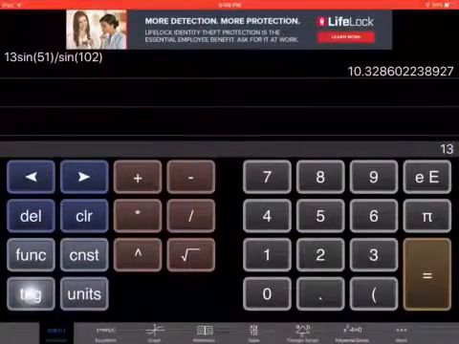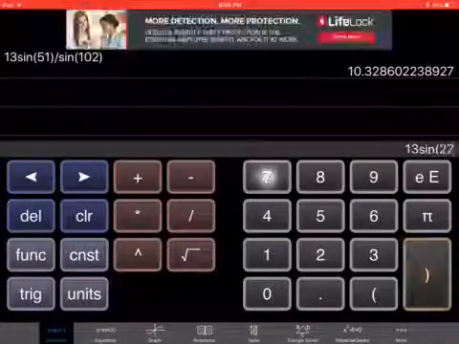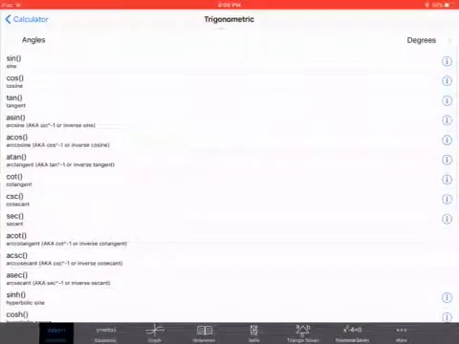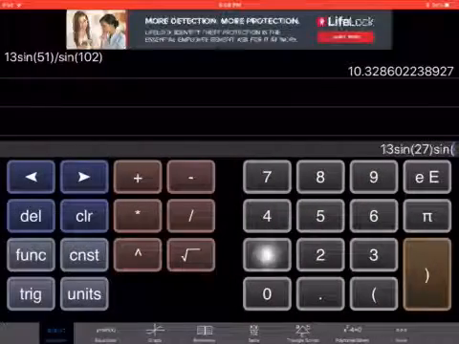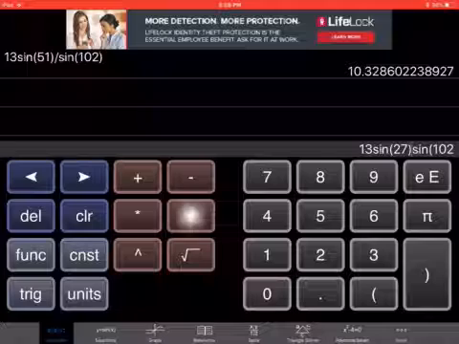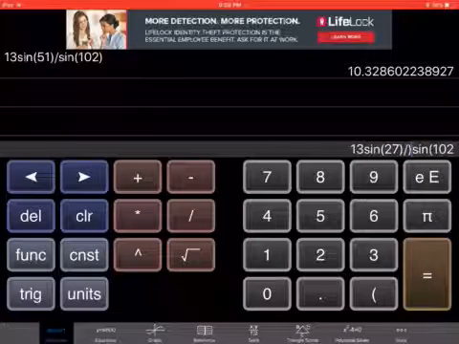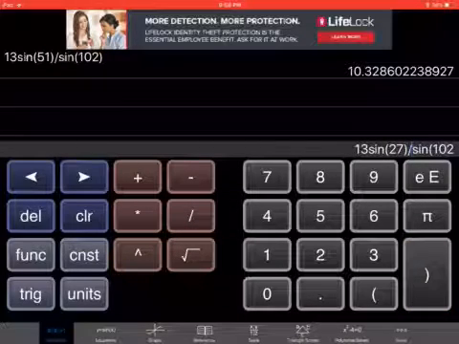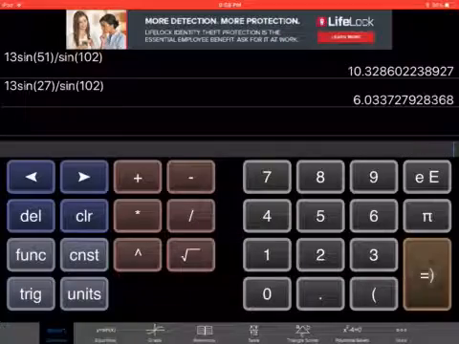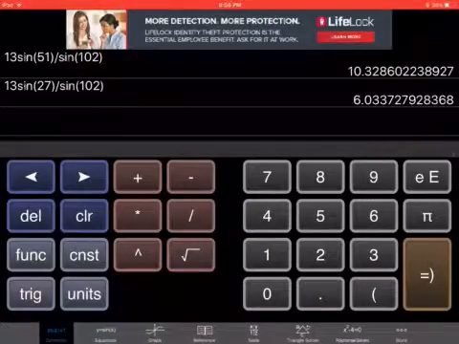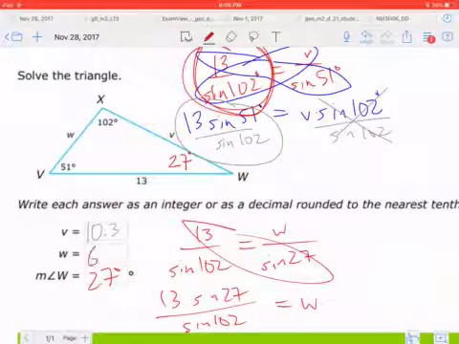13 sine 27 over sine of 102. Oops, I forgot to divide. So, there we go. 6.0. Done.